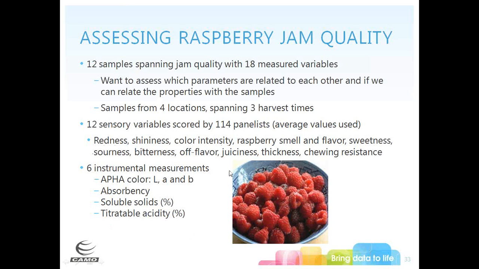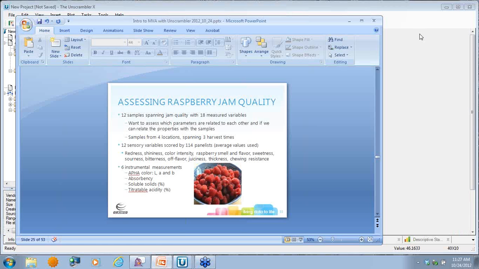We also have 6 instrumental measurements that include the color, absorbency, solids, and acidity of the raspberries that were made into the jam. So we also within this have samples that are from 4 different locations, cultivars, and that span 3 different harvest times. So we want to have an understanding of the relation of these samples to each other and the samples to their properties.